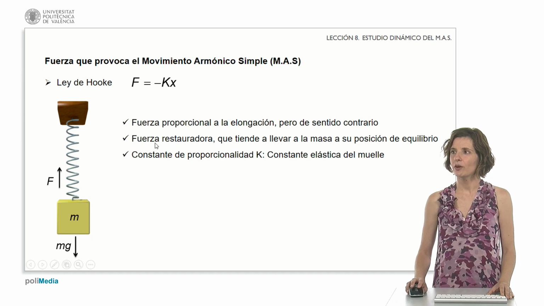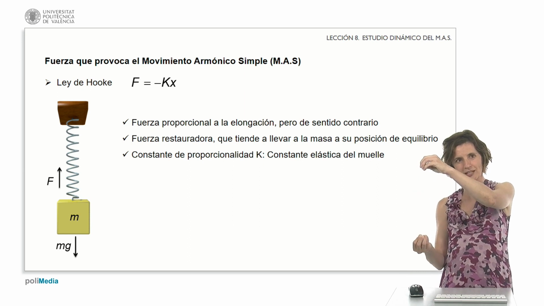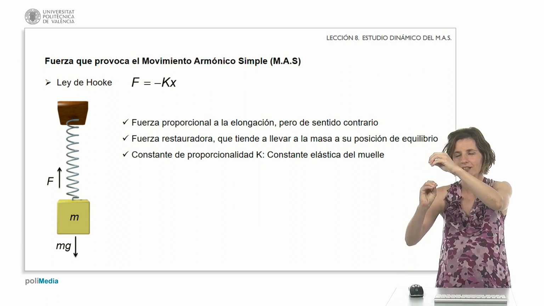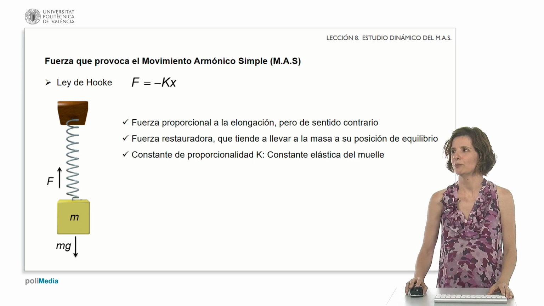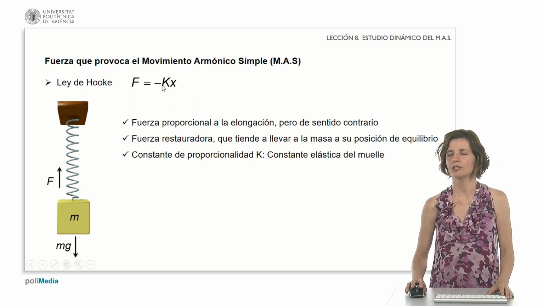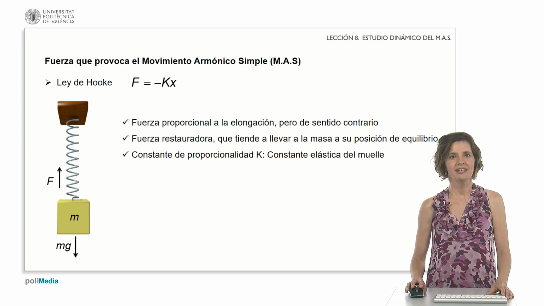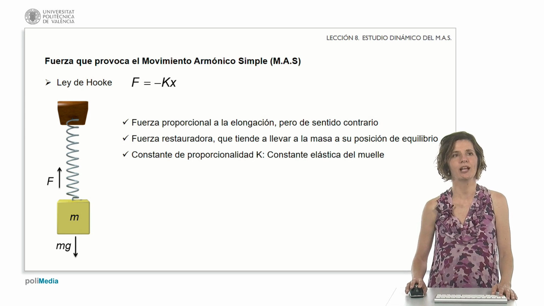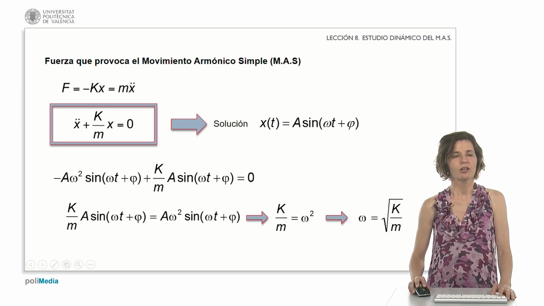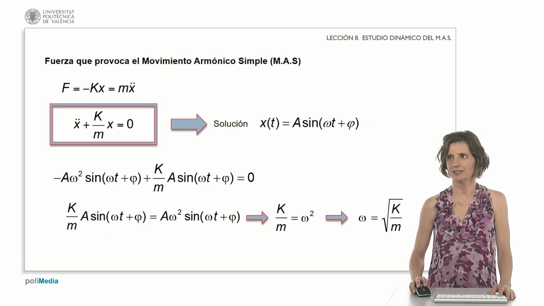Secondly, we can say that it is a restoring force which tends to bring the mass to its equilibrium position. When we separate the mass from the equilibrium position on the spring and release it, it tends to go to that equilibrium position. And finally, this k is a constant of proportionality, which is the elastic constant of the spring and is measured in the international system in newtons per meter. Therefore, the force that causes the simple harmonic motion is of type minus kx.